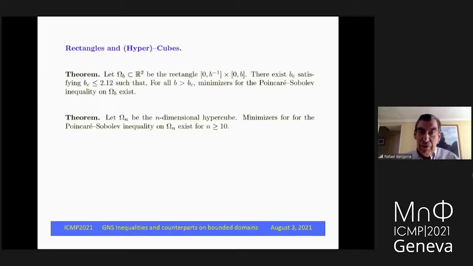Also, as I said before, in two dimensions, when you have a rectangle of volume one — the volume is relevant because you have scaling invariance — and P is the aspect ratio, if the aspect ratio is lower than 2.12, and maybe we can do better, then the minimizer does exist. But for the square, we don't know. It's a big open problem to know whether for the square we have a solution or not. And if the dimension is high enough, then there is a minimizer.